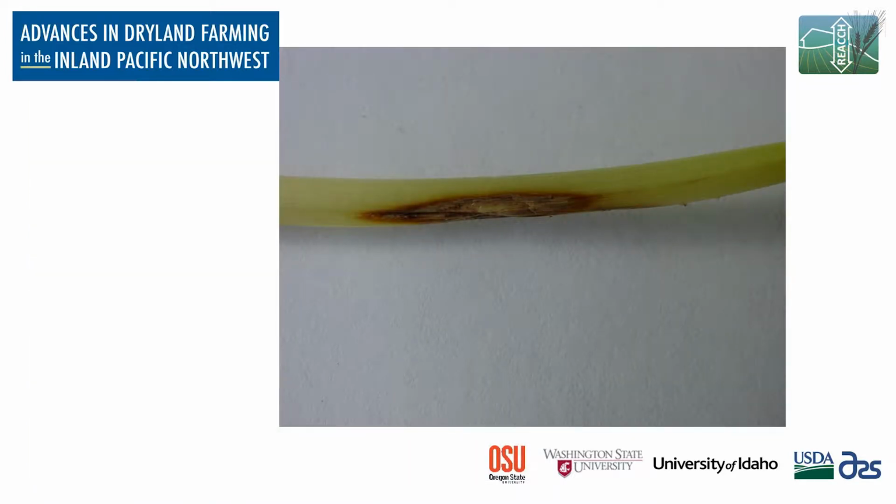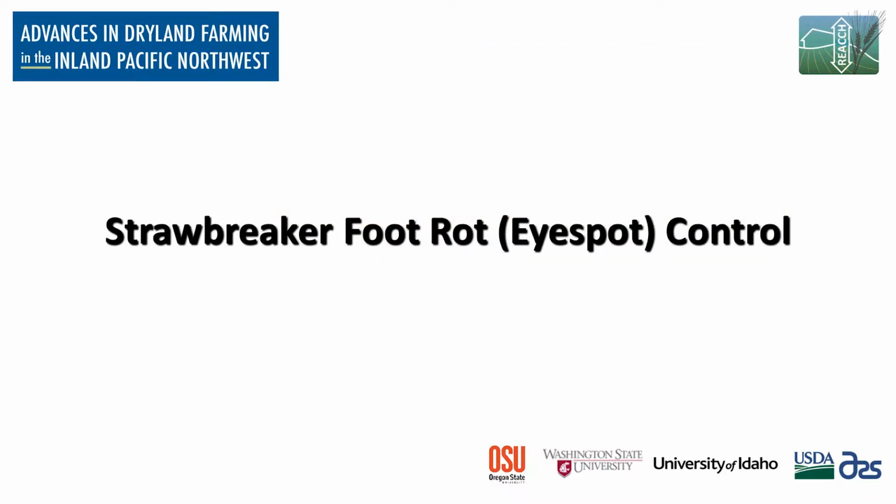This is a disease we don't see very often, except maybe early on in the spring on winter wheat, but this is another one that could be mistaken for eyespot. This is really not much of a problem here in Washington. It's a bigger problem in Europe and some other areas that get a lot more rainfall. So how to control this disease?